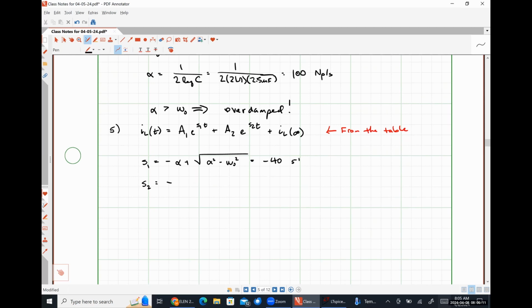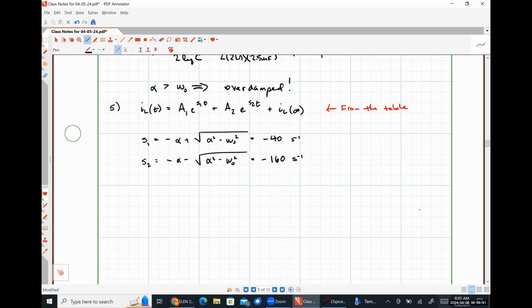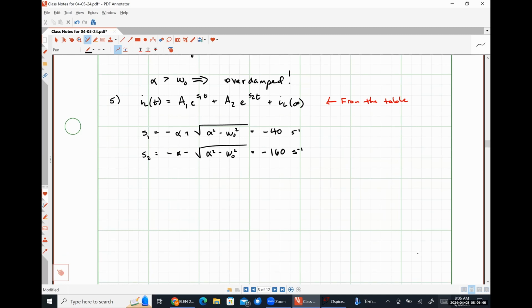S2 is negative alpha minus the square root of alpha squared minus omega naught squared. So negative 100 minus the square root of 100 squared minus 80 squared. I get negative 160 per second. Okay, so we figured out what S1 and S2 are. We're going to wind up using those in a moment.